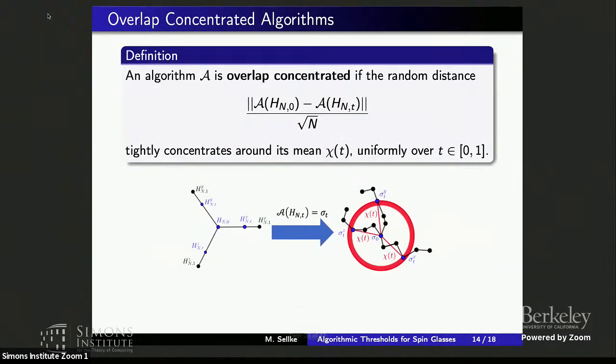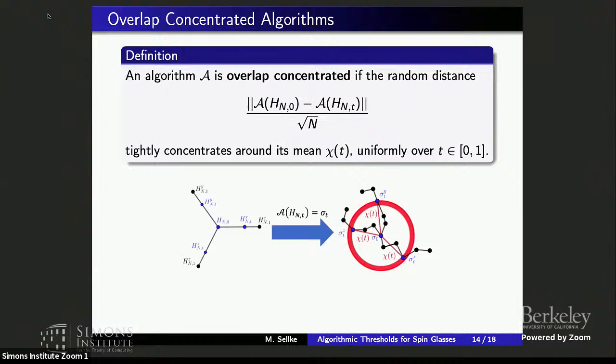So we're going to do something different, and it's why we need this notion of overlap concentration. We're going to say an algorithm is overlap concentrated if the following occurs. We fix T, and we take 2 inputs that are correlated by an amount T along this interpolation path. So we're taking Gaussian coefficients for our random polynomial, but they're correlated on the 2 problem instances. And the algorithm is going to be overlap concentrated if the distance between the outputs tightly concentrates around some function of T. And this concentration quality should be uniform over the value of T.